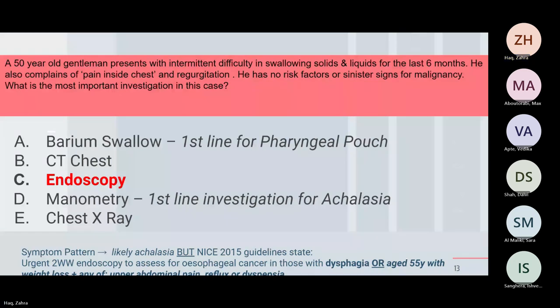However, because the patient has presented with dysphagia, we need to refer the patient under the 2-week pathway for an OGD. This is just what we have to do, or the protocol for a suspected esophageal cancer. So if the patient has dysphagia, or is aged over 55 with weight loss or any other upper abdominal pain, reflux or dyspepsia, we need a two-week referral for this. So that's just another protocol that we need to follow. I'm going to be moving on to the next question now.